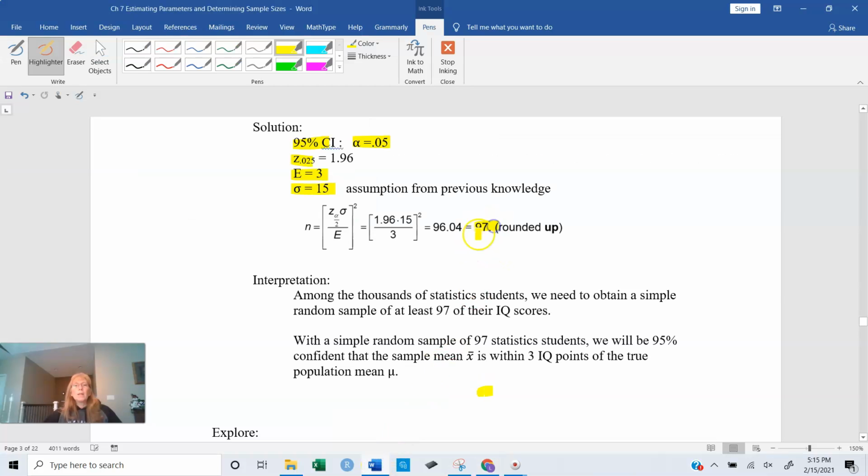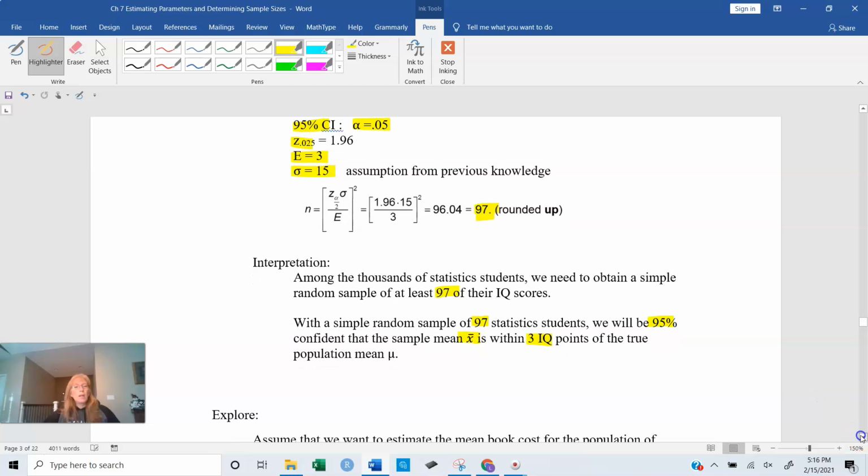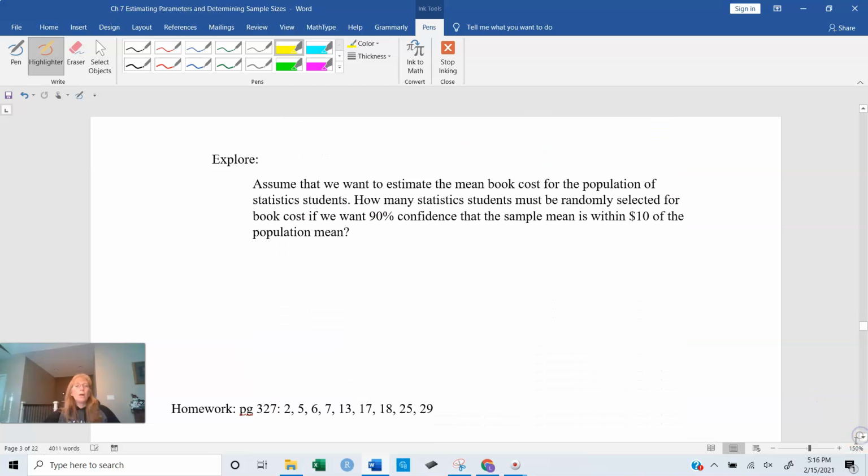All right, 97. We use StatDisk or the formula. Either one is okay. What this means, among the 1,000 statistics students, we need to obtain a simple random sample of 97 of their IQ scores. With a simple random sample of 97 students, we will be 95% confident that the sample mean is within 3 IQ points of the true mean, which is really nice. All right, pause and try yours.